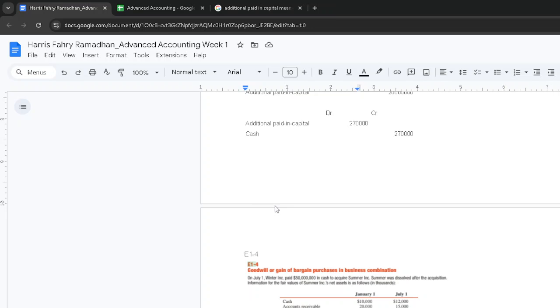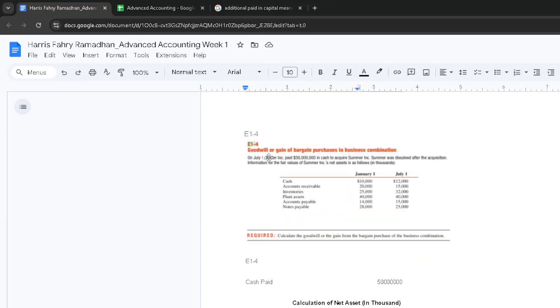Now moving on to the next question. It's about goodwill, and the question is asking us to calculate the goodwill. Winter Incorporated paid 50 million in cash to acquire another company, and the other company has net assets as follows. Here they presented both January and July, but I'm going to be using the July data because they purchased the assets on July 1. So it fits into the question.